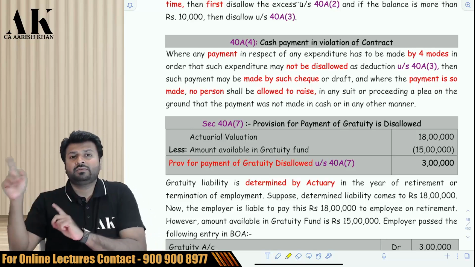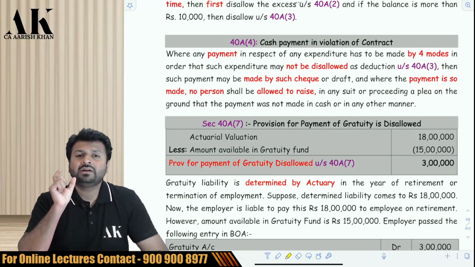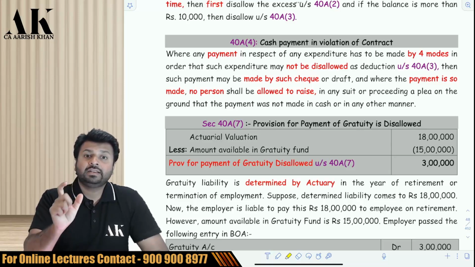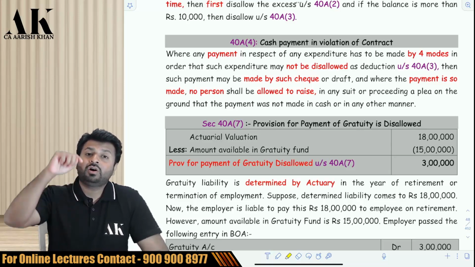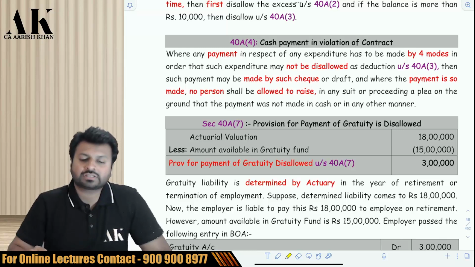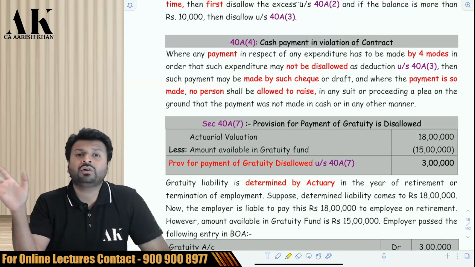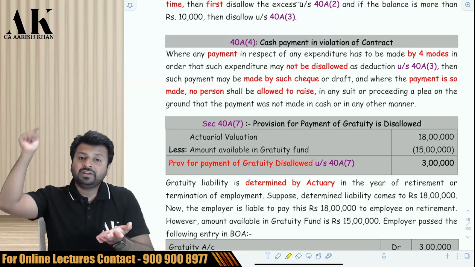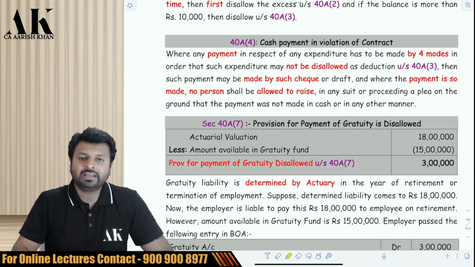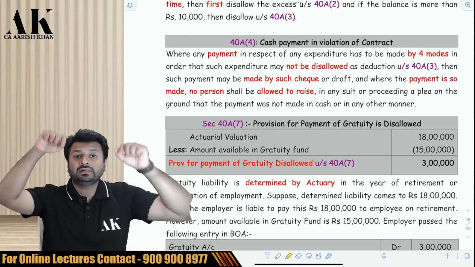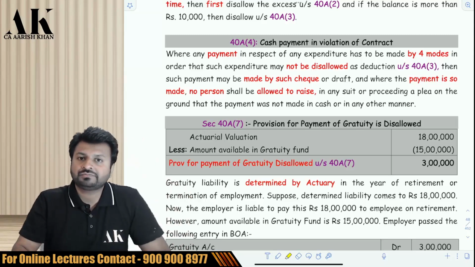In practical life, if you go and open section 40A(4), it says that notwithstanding anything contained in the income tax law or any other law for the time being in force. So this section overrides all the laws in this country, and it says that even if it is written in the contract that you should make the payment in cash, and you made the payment by cheque, nobody in this world can file a suit against you.